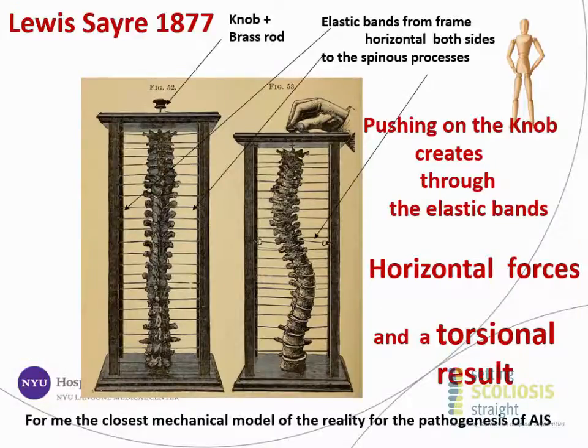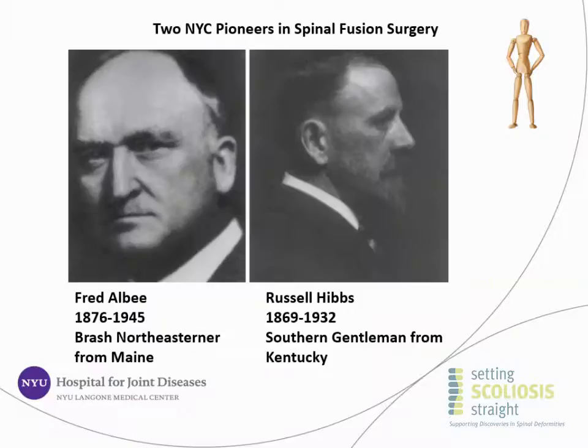Albert Sayre was a real visionary. He started doing scientific models and understood that if he put elastic bands on a spine, he noted that the spine not only went lateral, but it also rotated. And this was all the way back in 1877 that he did this.